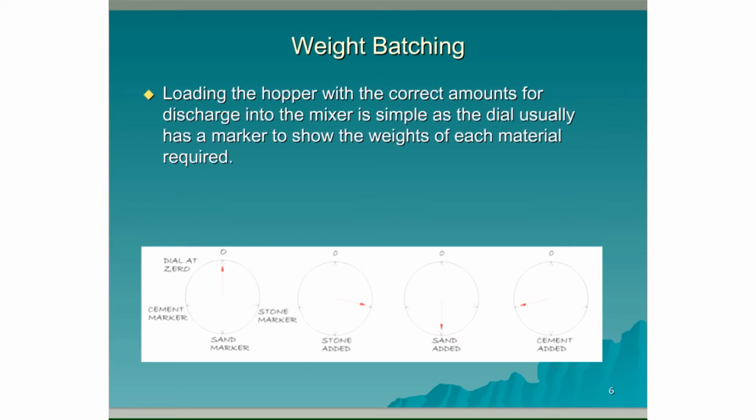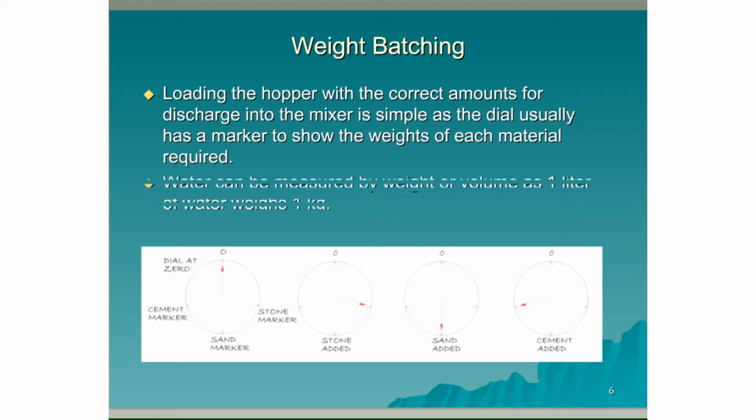Loading the hopper with the correct amounts for discharge into the mixer itself is simple, as the dial usually has a marker to show the weights of each material required. Water can be measured by weight or by volume, as 1 litre of water weighs 1 kilogram.